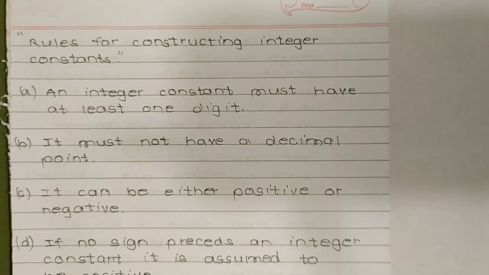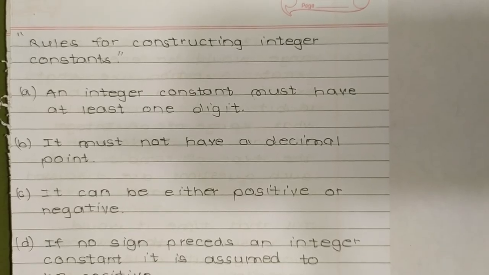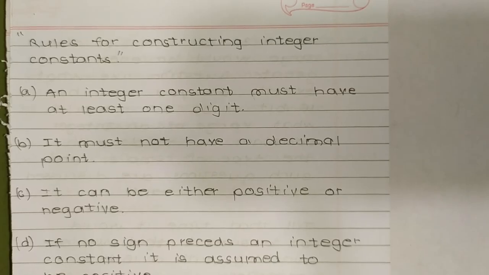Rules for constructing integer constants. First, an integer constant must have at least one digit. Then B, it must not have a decimal point. An integer cannot have a decimal point. So this is the second rule. Now the third rule: it can be either positive or negative. We can apply a negative sign also. So this is the third rule.